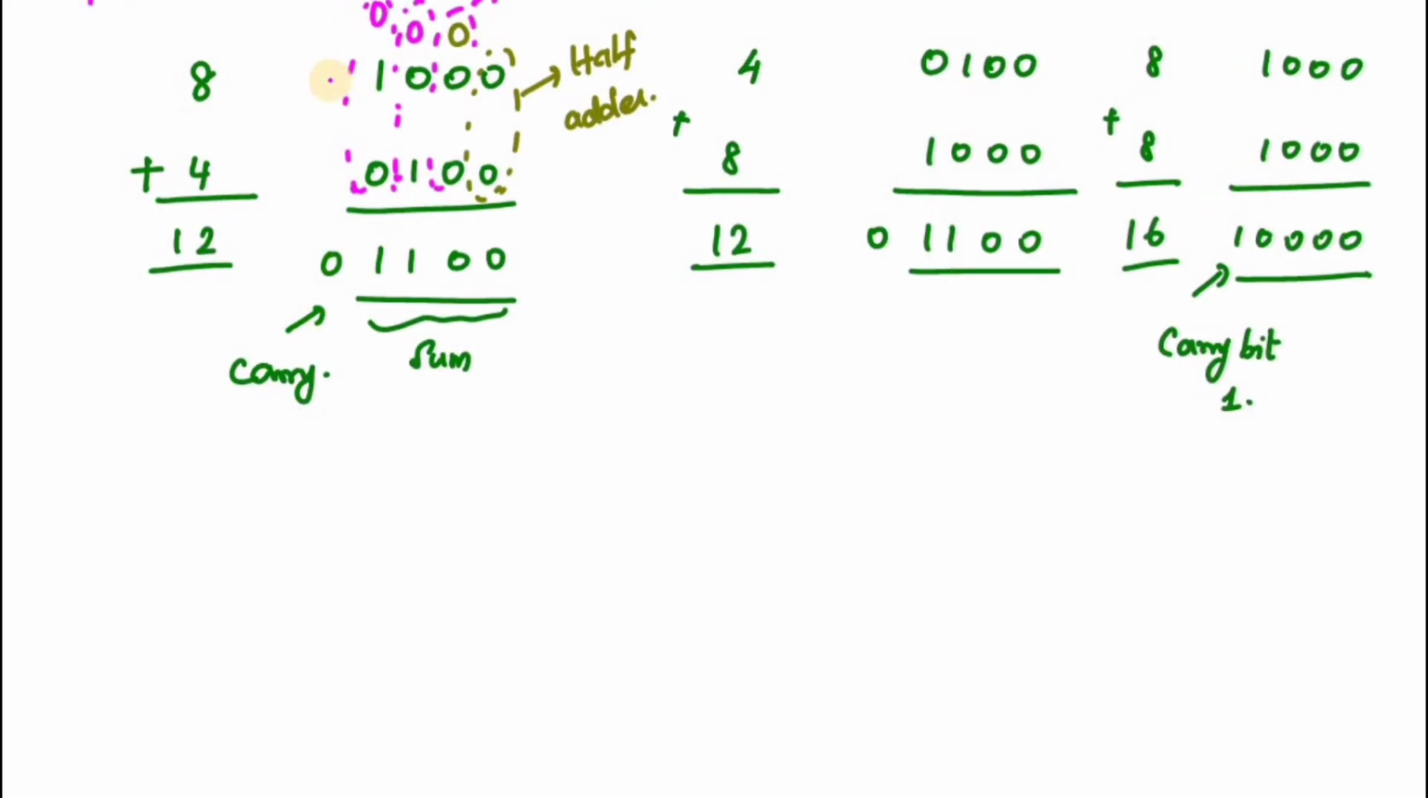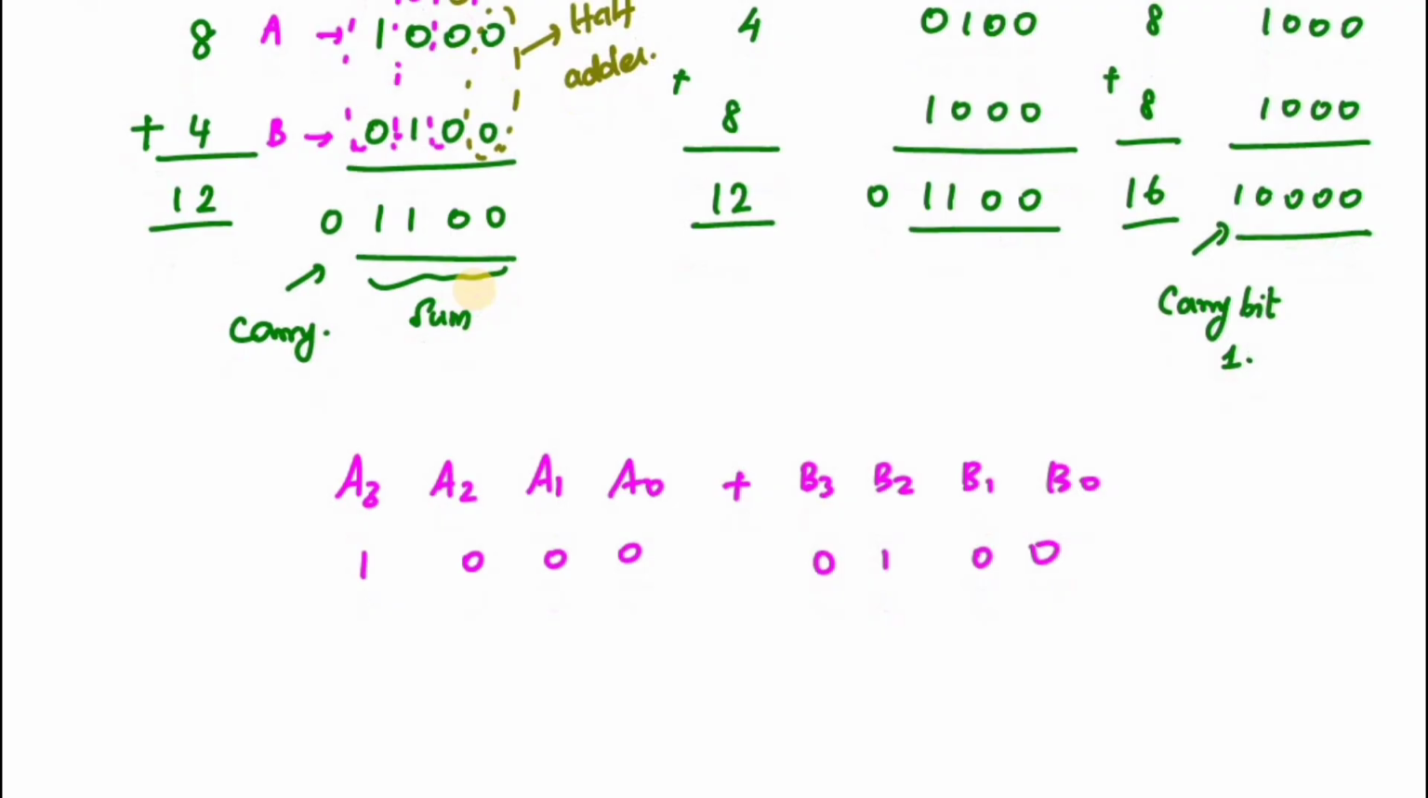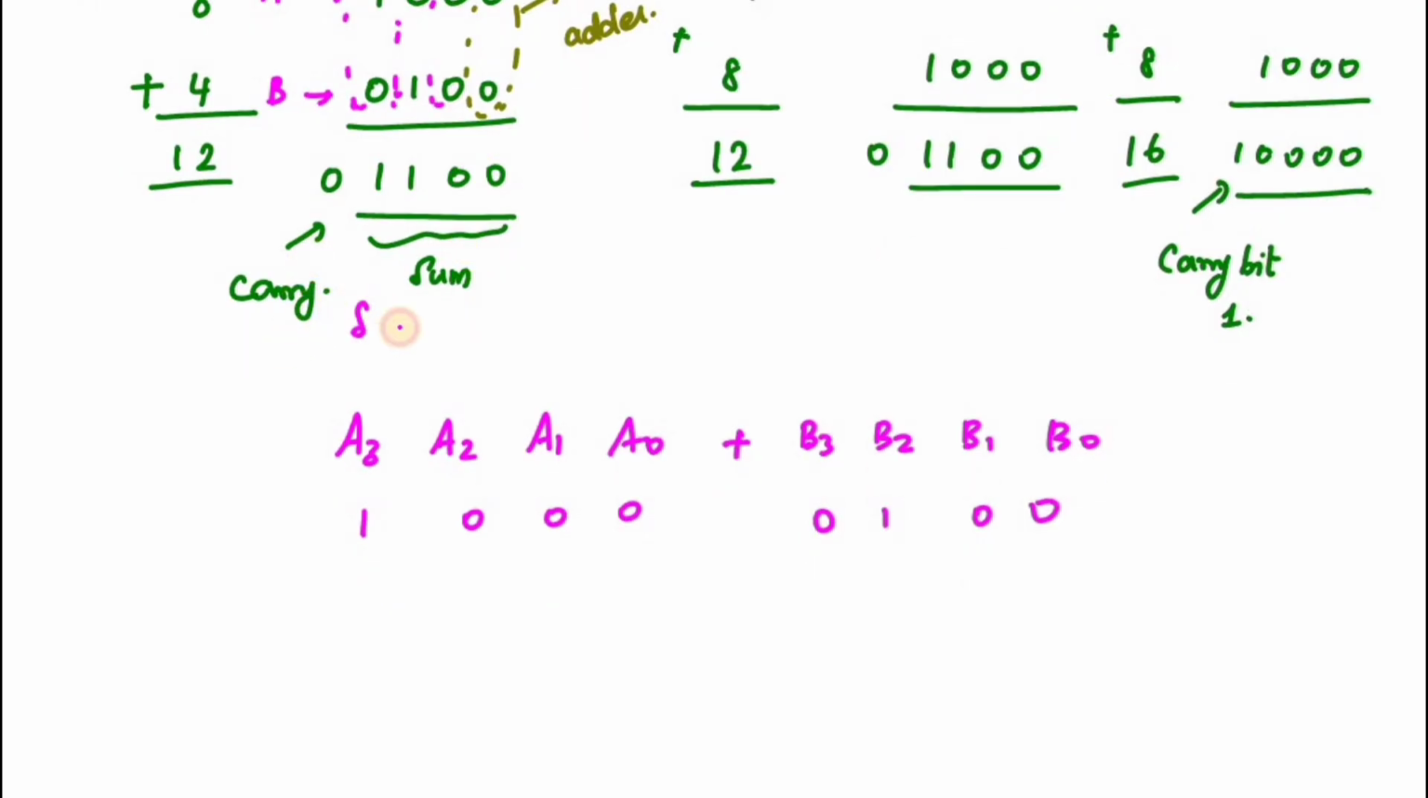Let me term this one as A and this one as B. So A3, A2, A1 and A0, the value is 1000. I am going to add this with B3, B2, B1 and B0, and that value is 0100. This is B. If I add this, I will get the answer as this. Here I can write this one as carry and this one as S3, S2, S1 and S0, the corresponding values.